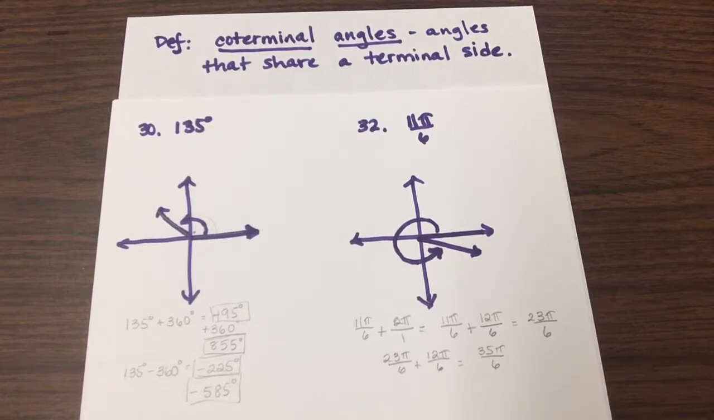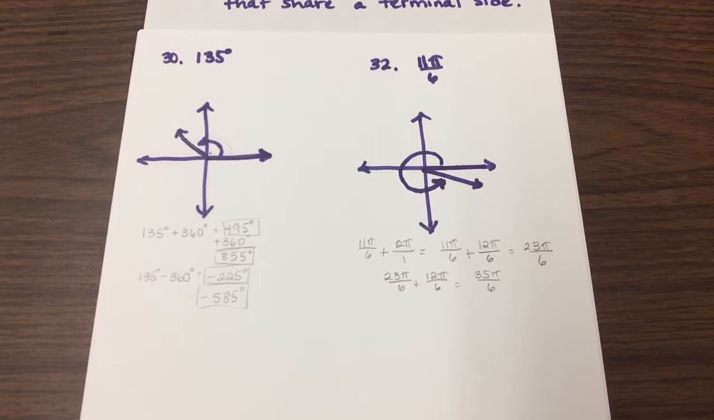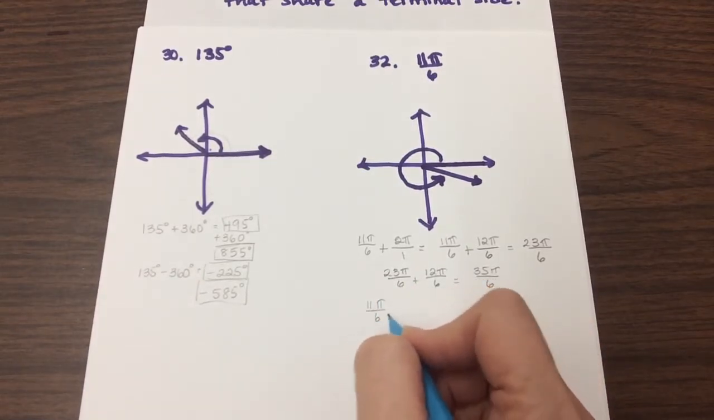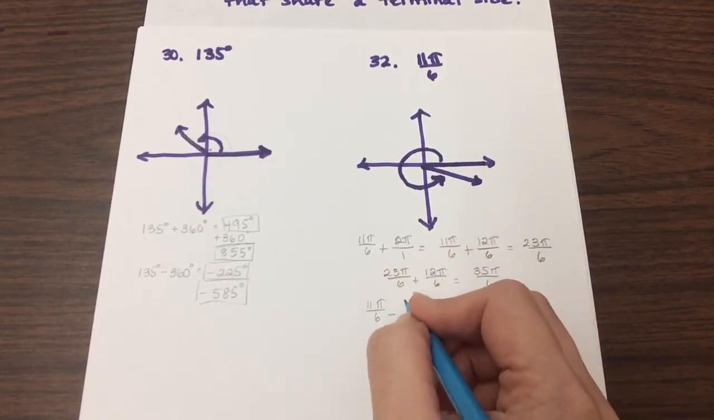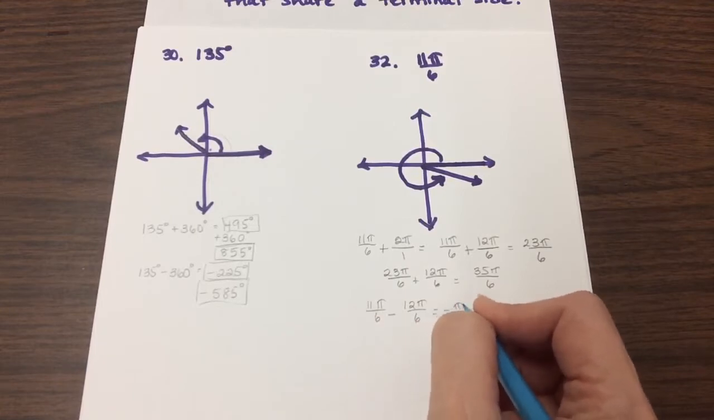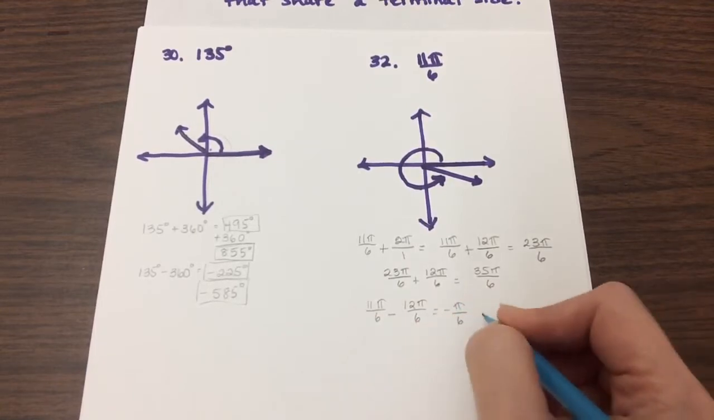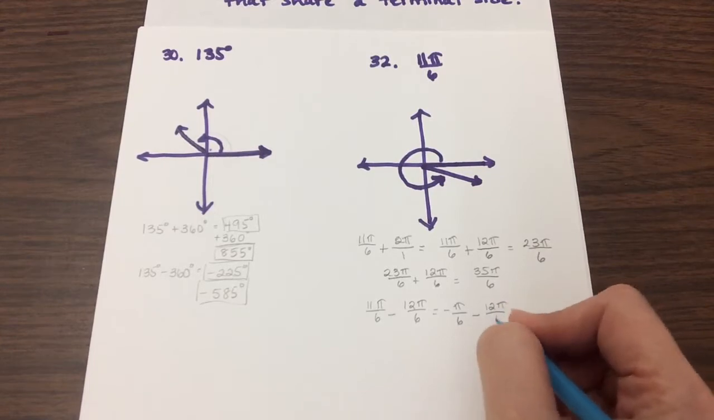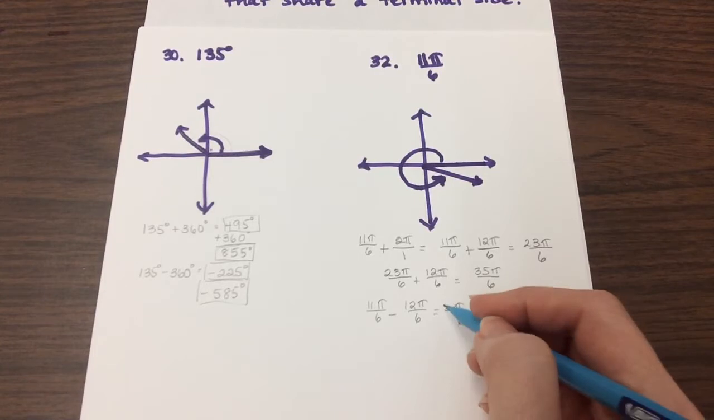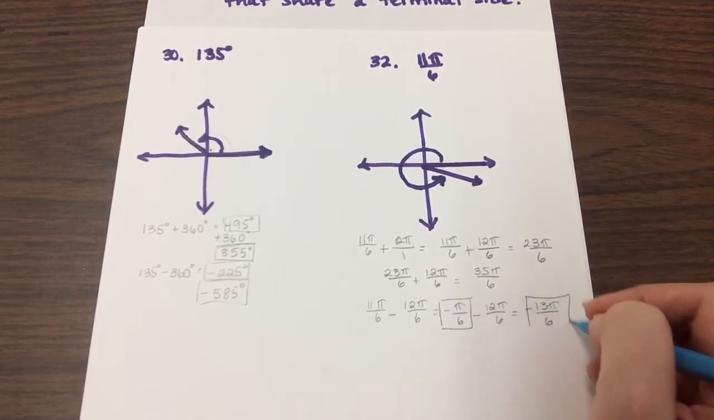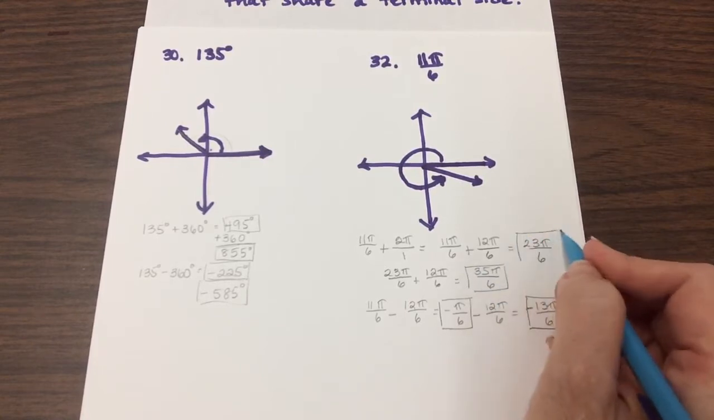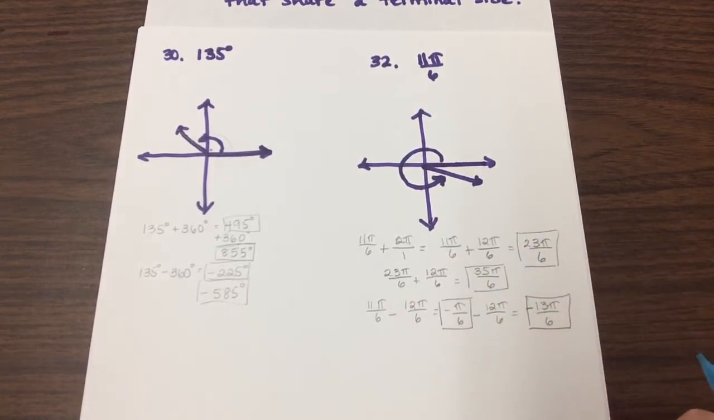You know what to do if we need a negative coterminal angle. Instead of adding 2 pi, or in this case 12 pi over 6, we're going to subtract 12 pi over 6. That's going to give me negative pi over 6. If I do that again, I get negative 13 pi over 6. So there are two negative coterminal angles. There are two positive coterminal angles.